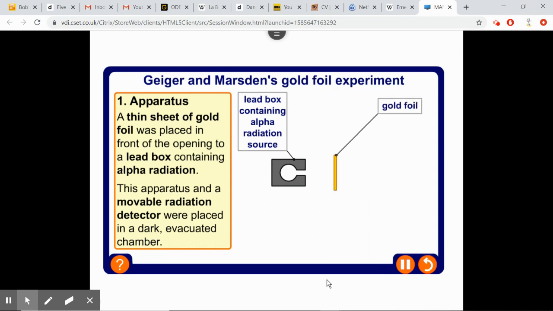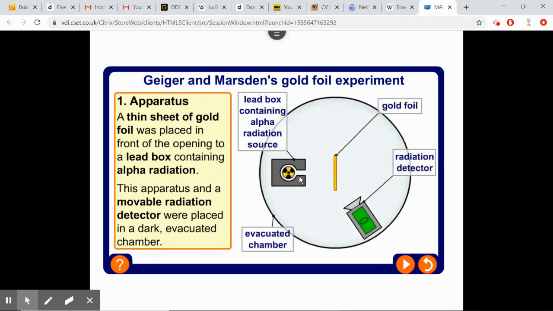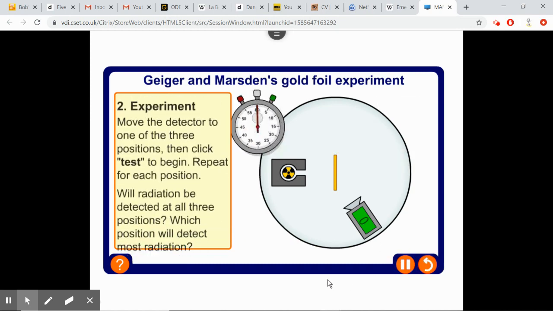A thin sheet of gold foil was placed in front of an opening to a lead box containing alpha radiation. This apparatus had a movable radiation detector, that's this bit, which was in a dark evacuated chamber. The reason it was in an evacuated chamber, or a vacuum, was so that air particles, which are made of matter, wouldn't get in the way. So the only things there were the gold foil, the alpha particles being shot out, and the detector, which would detect where the radiation appeared.